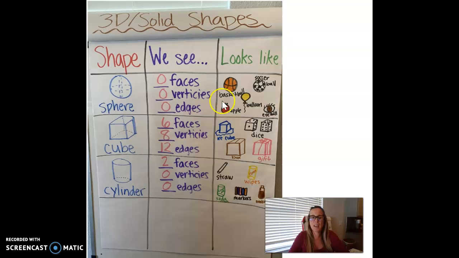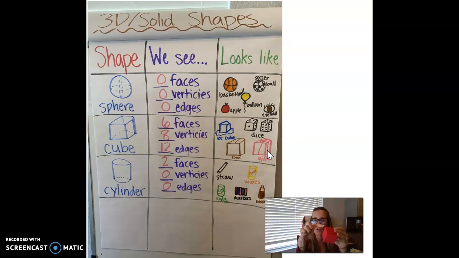Underneath the sphere, we have a cube. And we talked about things that could be a cube would be an ice cube, dice, a box, or a present. And then a cube has 6 faces. So it's our flat surfaces. 1, 2, 3, 4, 5, 6. There's 6 faces, and think of a dice. A dice has 6 different numbers on it.